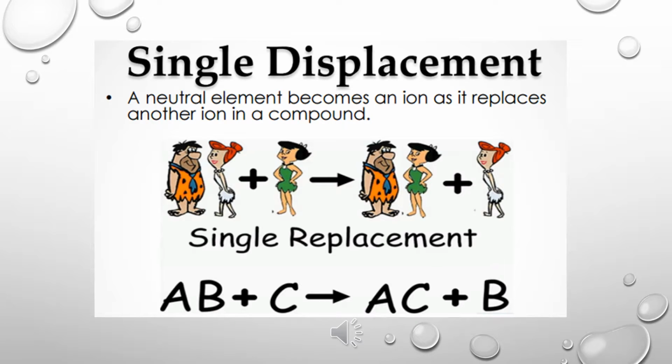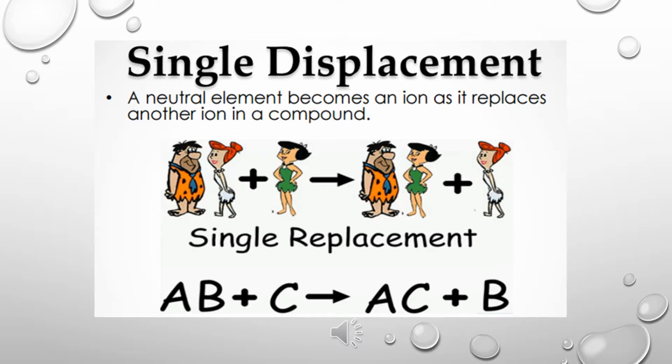Our third type of chemical reaction is called the single displacement reaction. A single displacement reaction, also known as a single replacement reaction, is a type of chemical reaction where an element reacts with a compound and takes the place of another element in that compound. This type of reaction is typically pictured like this. Here, C replaces B in the compound AB.